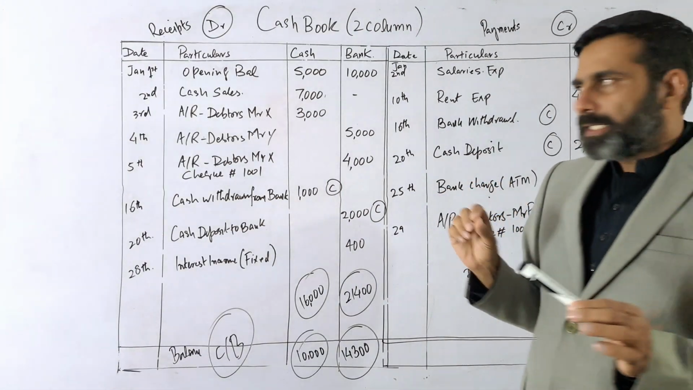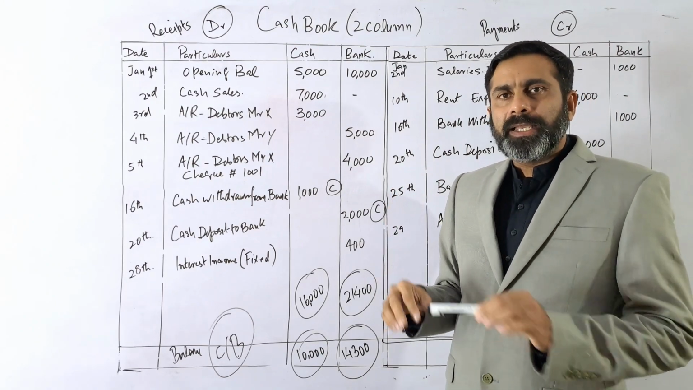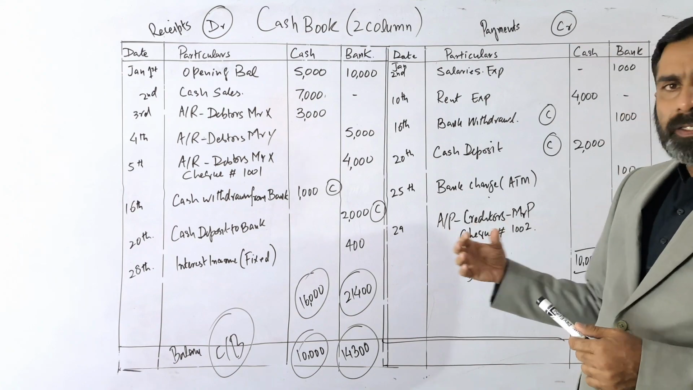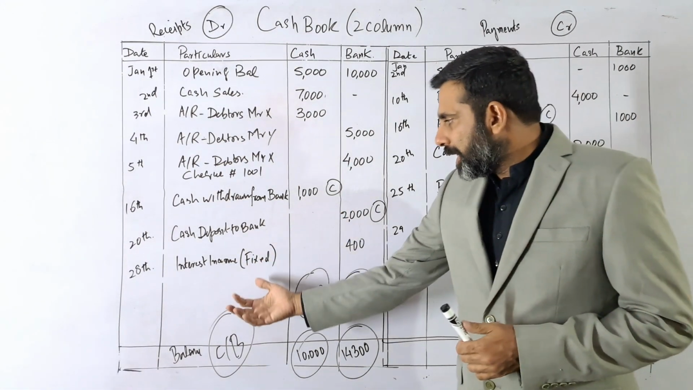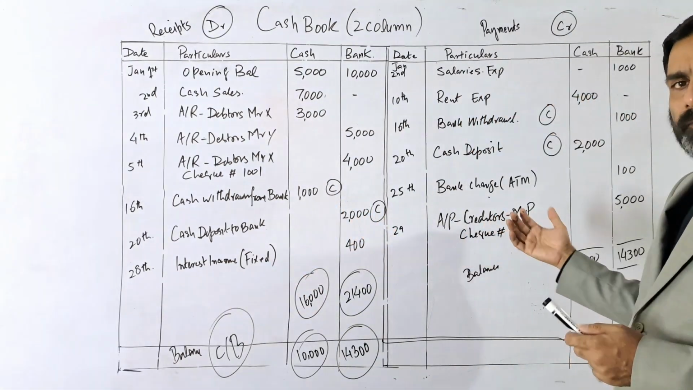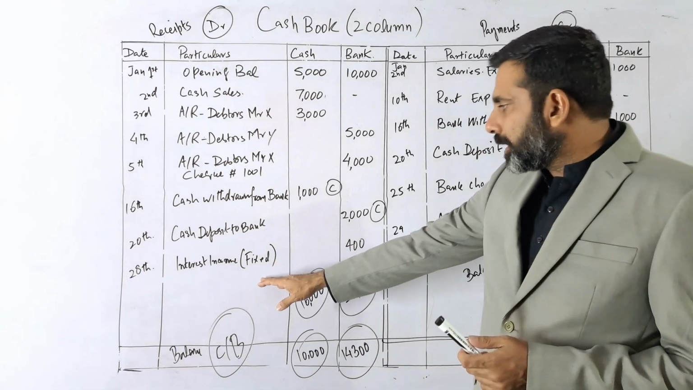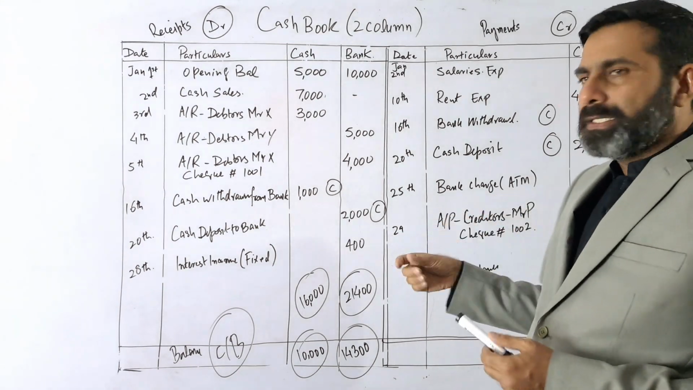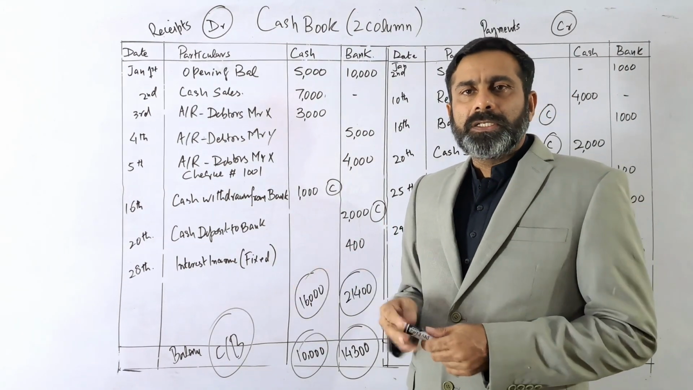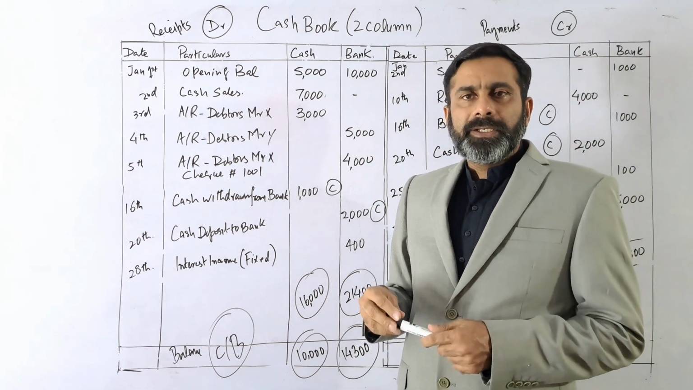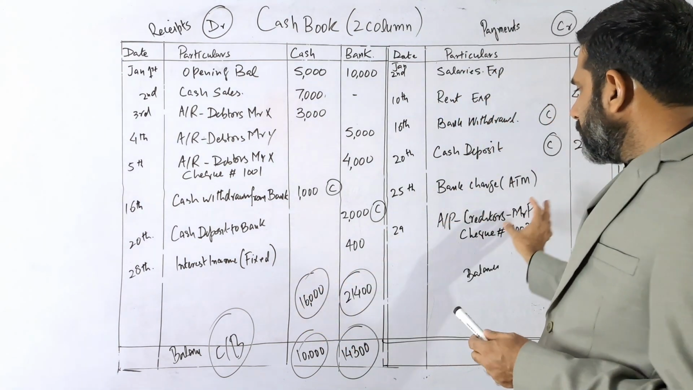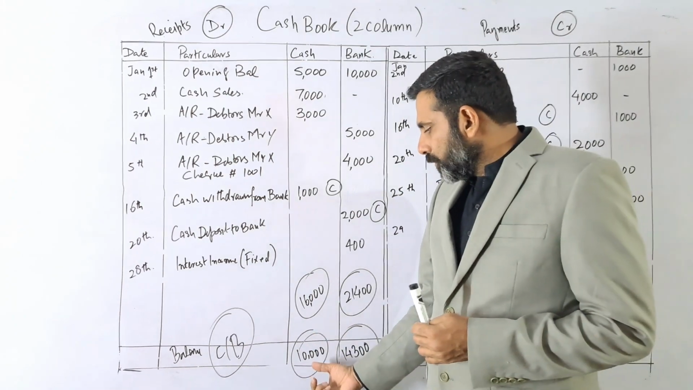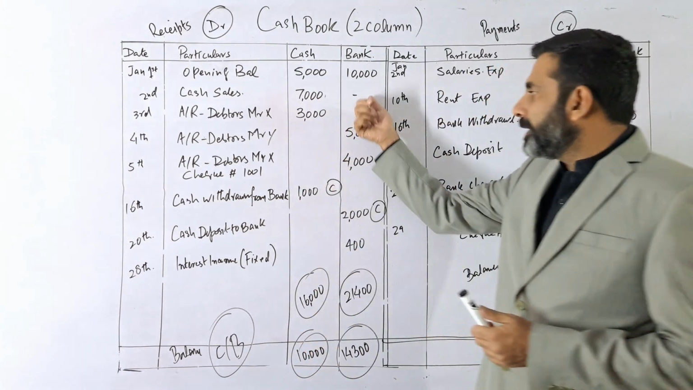If there is any transaction which affects both cash in hand and cash at bank, it is recorded as a contra entry. If there is any income from the bank, we record it as income, or there may be expenses from the bank, like bank charges, ATM charges, checkbook charges, or any other taxation the bank is deducting. All that will be deducted. In this way, we will write all the transactions and calculate the closing balance for both cash in hand and cash at bank.